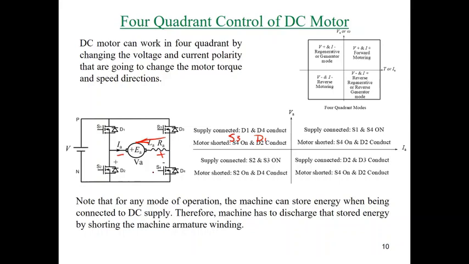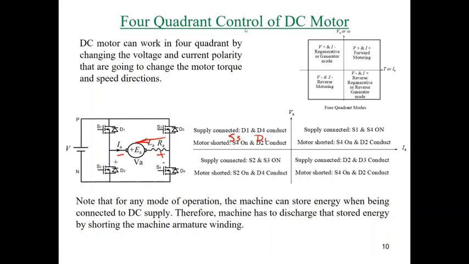The last mode is the reverse operation, or we call it reverse regenerative or reverse generator mode. We can simply do the same. You will find the supply connected through D2 and D3 and the motor shorted at S4 and D2.